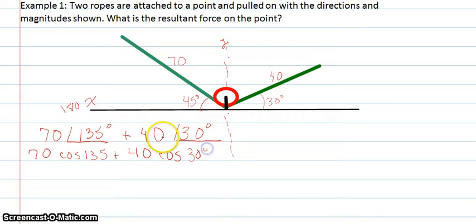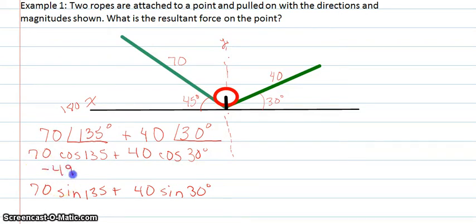And then we use our standard format that we've been using, 70 cosine 135 plus 40 cosine of 30 degrees, and then 70 sine 135 plus 40 sine 30 degrees. So in this first one, I would get a negative 49.497, and I would add that to 34.64, and that equals negative 14.86, and that is the R value, which relates to the X.